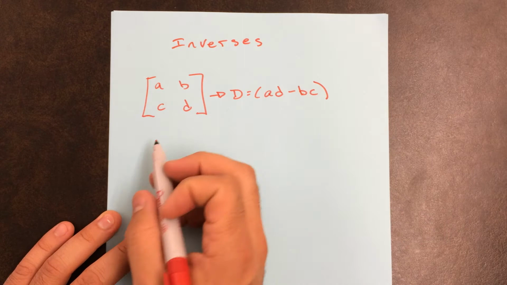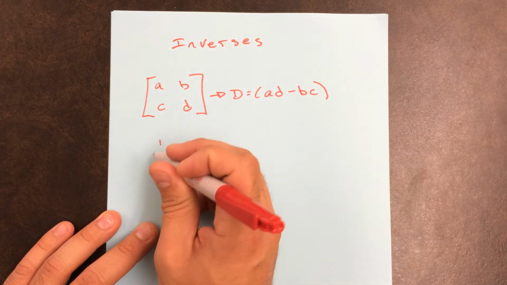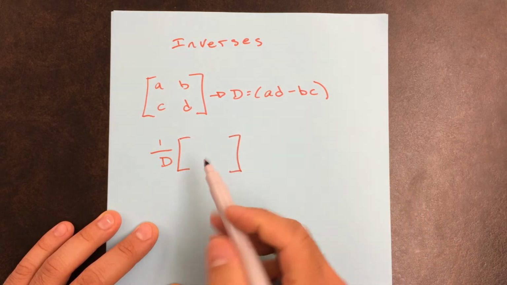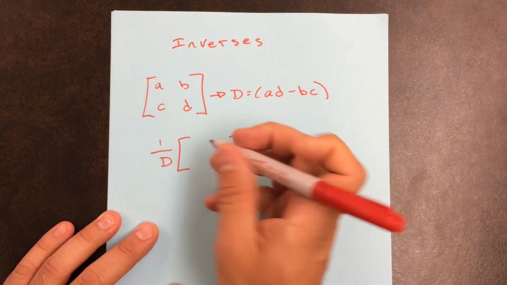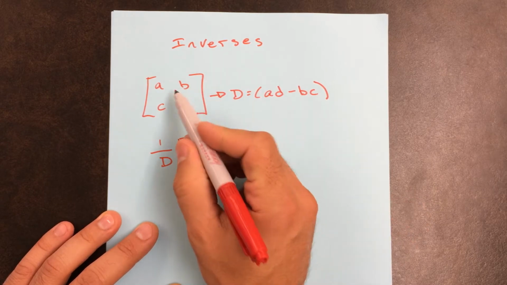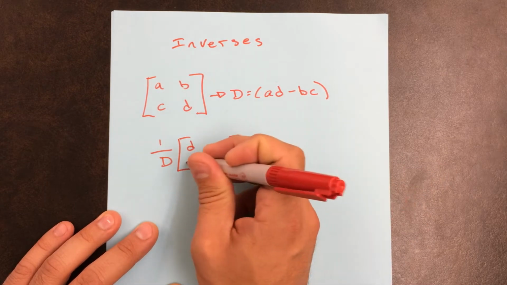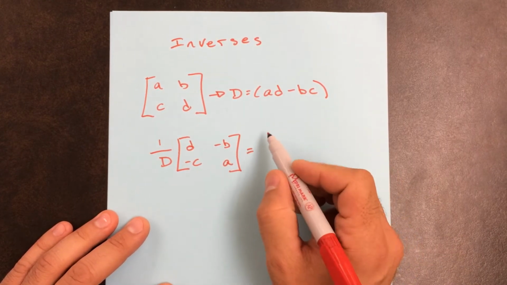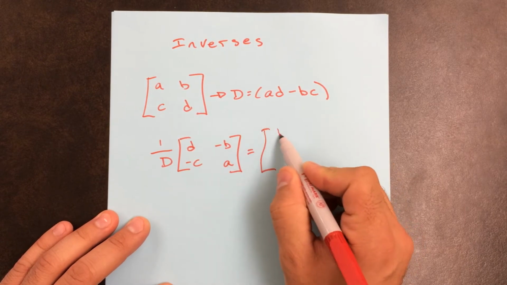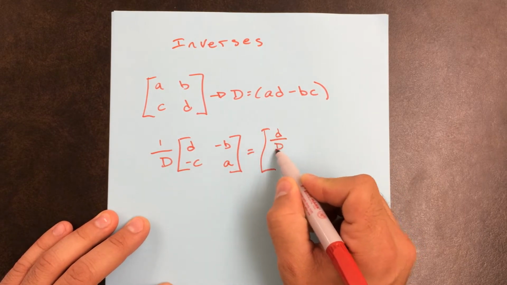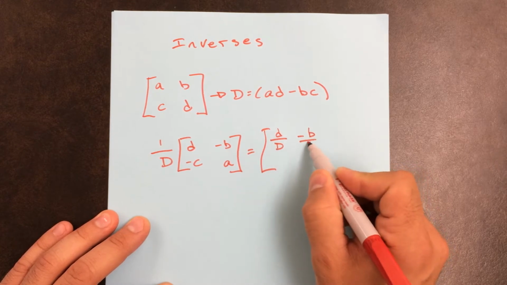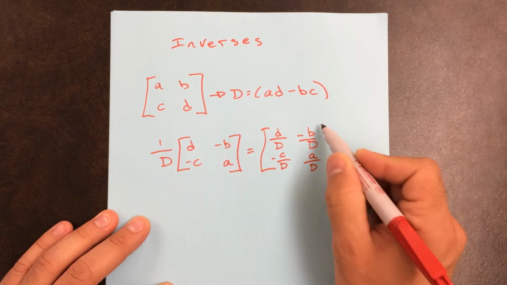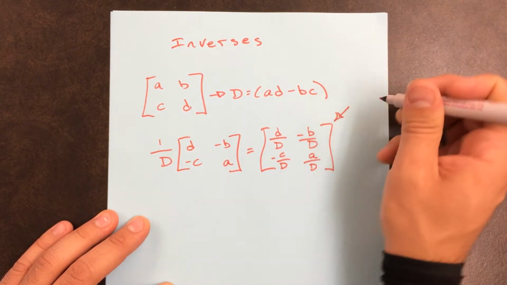So I'm going to do that. And then I'm going to put 1 over the determinant times, to get the inverse, what we need to do is switch these, D and A, and switch the sign of these right here. So when I distribute this, it's going to give me the inverse. So the inverse of a matrix is really D over the determinant, negative B over the determinant, negative C over the determinant, and A over the determinant. And this is your final inverse answer.